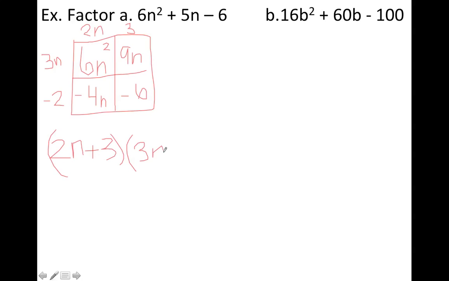So again, the box method and MSG are the same concept. It just depends on if you want to write it all out or do it in the box. So go ahead and do B. My suggestion would be to not have to do those large of numbers. Find your greatest common factor and do it that way. When you factor this out, after doing MSG or the box method, you should get 4b plus 20 and 4b minus 5.